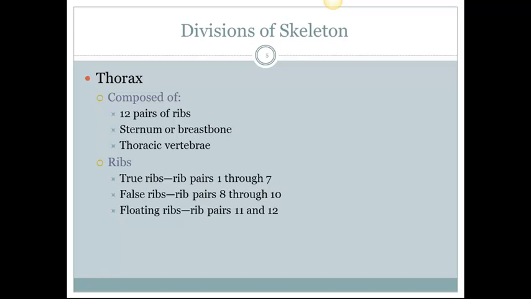Ribs, there are 3 types of ribs. There's true ribs, which rib pairs 1 through 7 are true ribs, and they attach to the sternum directly. Then we have the false ribs just below that, which are pairs 8 through 10. They attach to costal cartilage, which attaches to the sternum and the 7th rib. And then we have the floating ribs, which are pairs 11 and 12, and they attach to the spinal column but do not attach to the sternum at all.